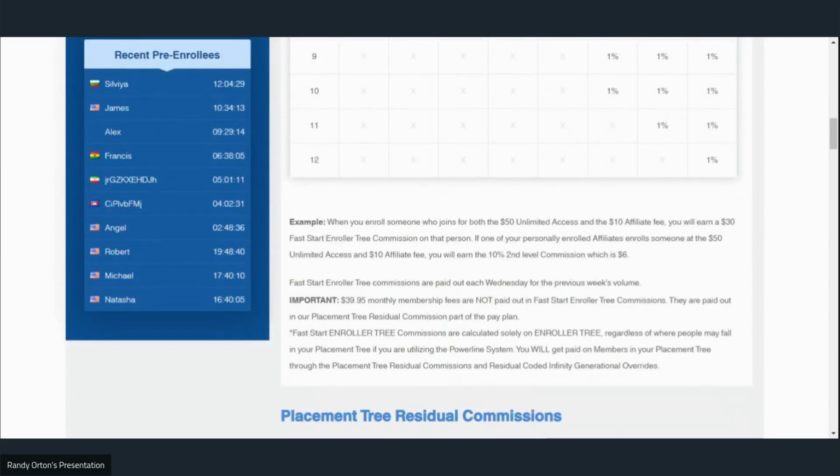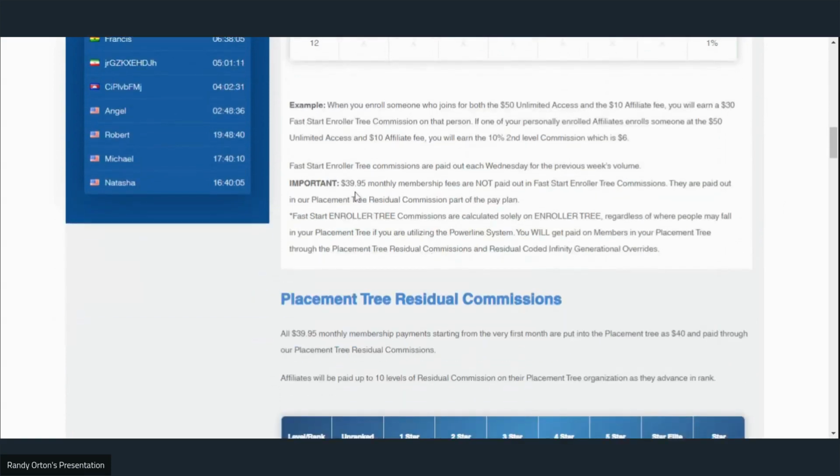So like I said, as an example, when you enroll someone who joins for $50, and then the $10 affiliate fee, you will earn $30 fast start enroller tree commissions on that person. If one of your personally enrolled affiliates enrolls someone at $50 unlimited access and $10 affiliate fee, you earn 10% second level commission, which is $6, and so on and so forth on down. Now, important, the $39.95 monthly membership fee is not paid out in fast start enroller tree commissions. They are paid out in our placement tree residual commission part of the pay plan. And we're going to go through that next.